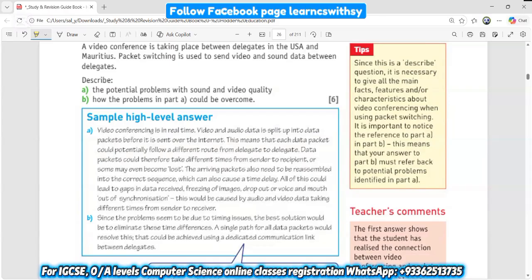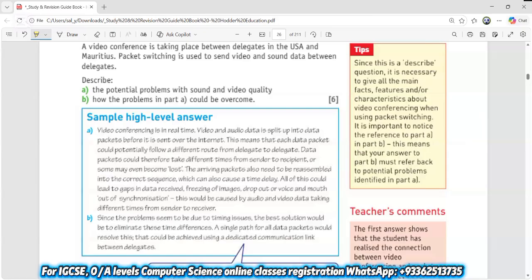Video and audio is split into data packets before it is sent over the internet. Remember, packets are made before being sent over the internet. This means that each packet could potentially follow a different route from delegate to delegate. Data packets could therefore take different times from sender to recipient, or some may even become lost. The arriving packets also need to be reassembled into the correct sequence, which can also cause a time delay. All of this could lead to gaps in data received, freezing of images, dropout, or voice and mouth out of synchronization.